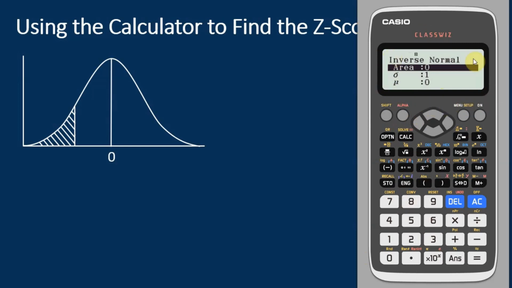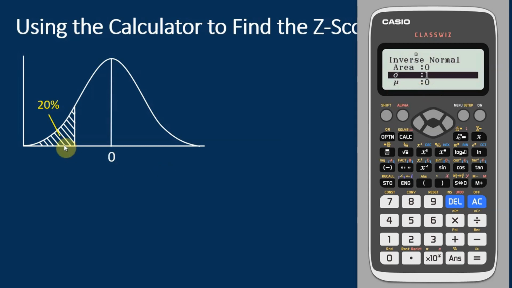They would like us to key in the area, the sigma, which is the standard deviation, and the mean, mu. For the standard normal distribution, the sigma is equal to 1 and the mu is equal to 0. So the only thing that we need to key in here is the area. The area is equal to the probability. In a previous video, we learned that the probability of a normal distribution is equal to the area under the graph.